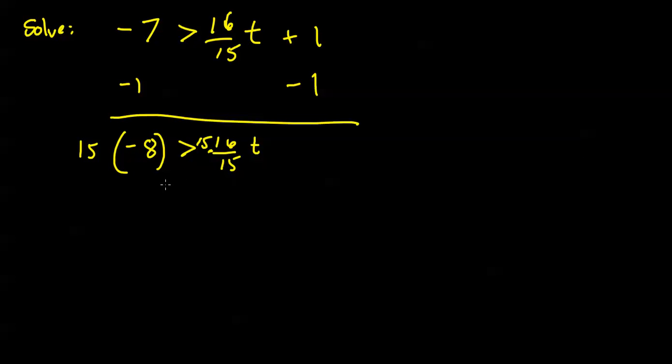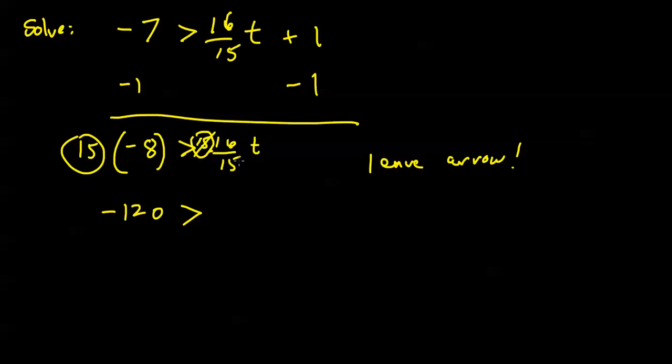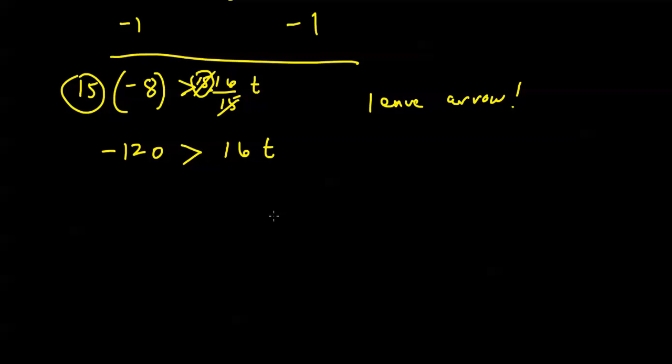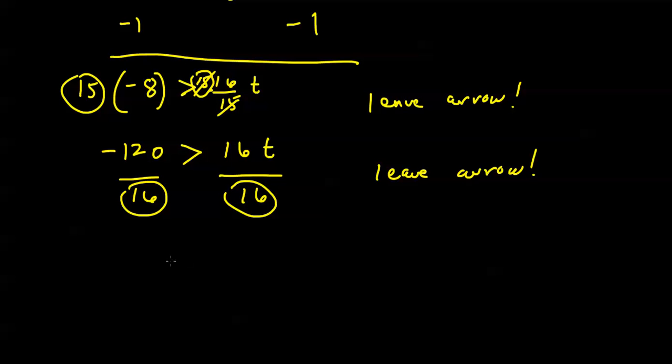Well, on the left, again, we leave the arrow alone because we're multiplying by a positive 15, right? Leave the arrow alone. 15 times minus 8 is negative 120, is greater than, the 15s cancel out here, I get 16t. Now I'm going to divide both sides by 16. And again, we are dividing by a positive, so we must leave the arrow alone. Now minus 120 over 16, I believe that reduces to negative 15 halves in simplest terms, is greater than, the 16s cancel out here, and I get t on the right.